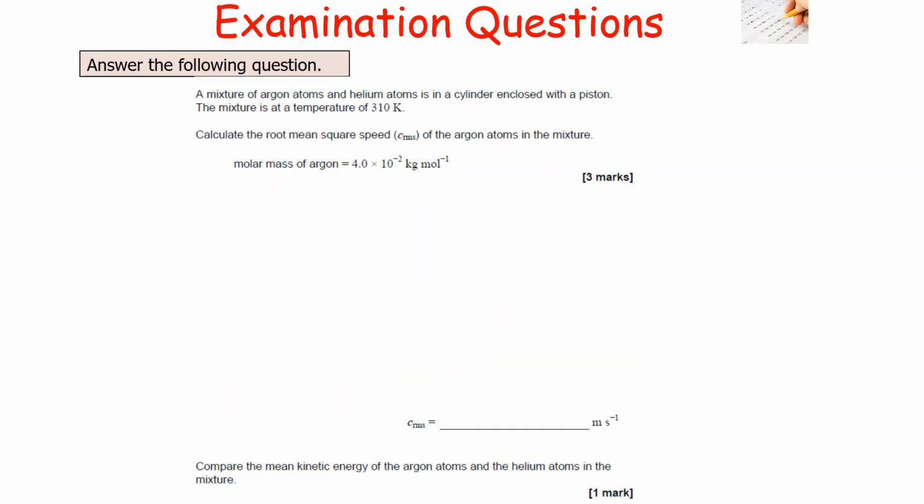Let's have a look at our next question. A mixture of argon atoms and helium atoms in a cylinder is enclosed with a piston. The mixture is at a temperature of 310 Kelvin.